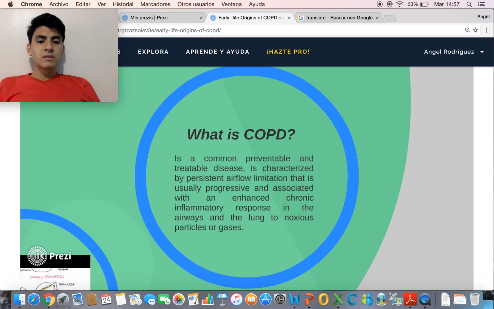What is COPD? It's a common, preventable and treatable disease characterized by persistent airflow limitation that is usually progressive and associated with an enhanced chronic inflammatory response in the airways and the lung to noxious particulates or gases.